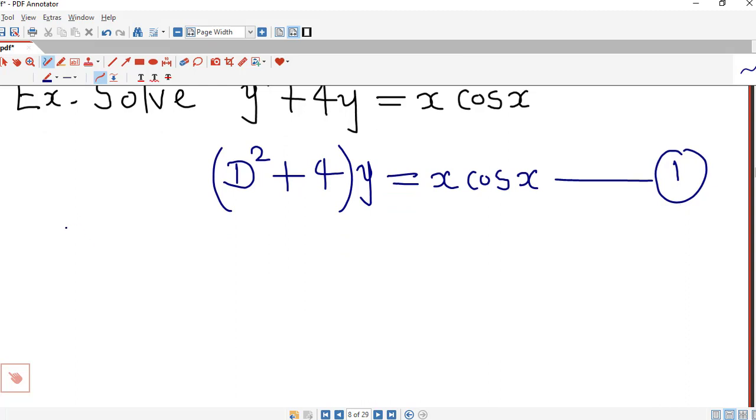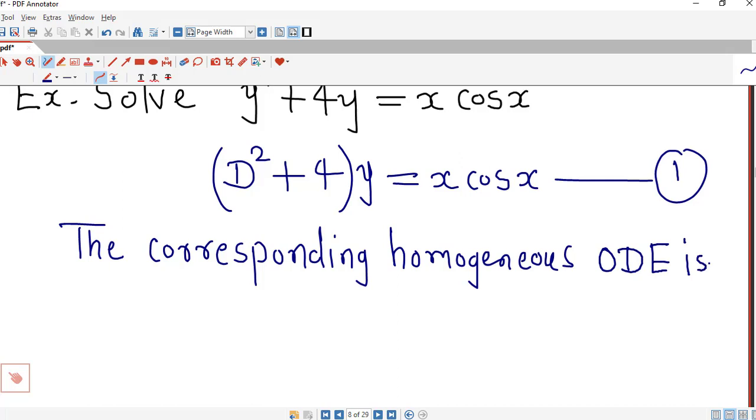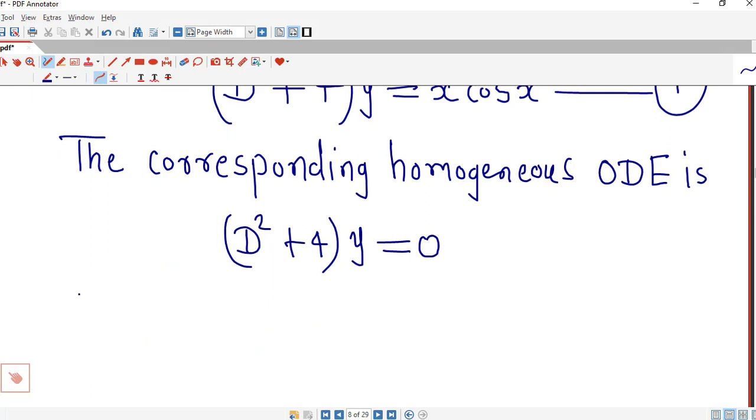So now first we have to find out the complementary function. For that we solve the corresponding homogeneous ordinary differential equation. So the homogeneous ordinary differential equation corresponding to equation number 1 is written by considering right hand side of 1 equal to 0, that is D square plus 4 y equal to 0.